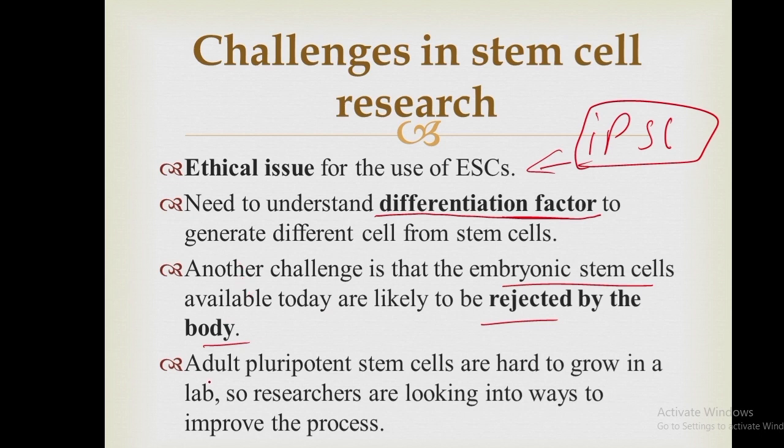And then the fourth challenge that any researcher can face is that adult and pluripotent stem cells are very hard to grow. So researchers need to look for different ways by which we can easily grow these cells.